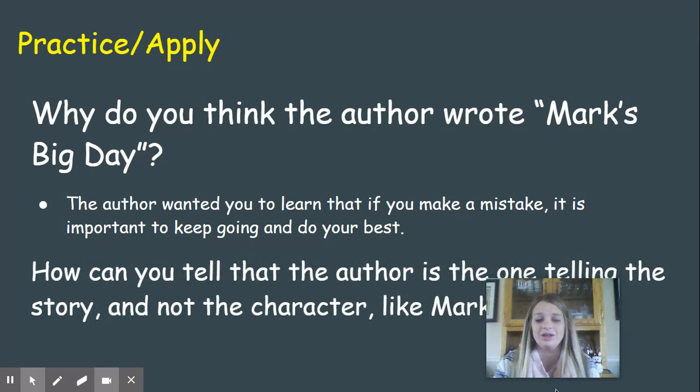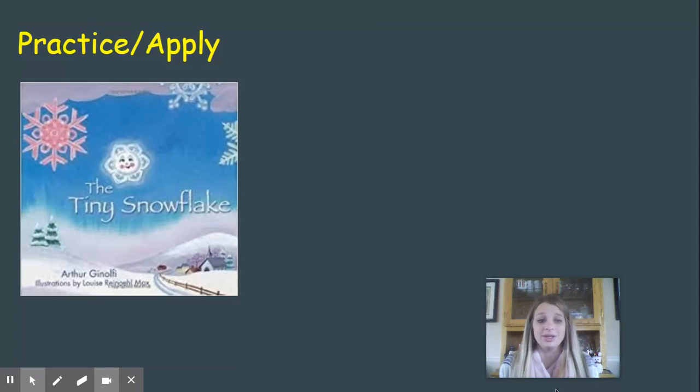Also, how can you tell that the author is the one telling the story and not the character like Mark? Well, when we were reading, it was telling like Mark was doing this, Mark was doing that. It wasn't using I because I is the first person. If I were telling my own story, I would be using I, like I like pizza, I like the color pink. But we could tell that the author was the one telling the story because he was not using the first person.